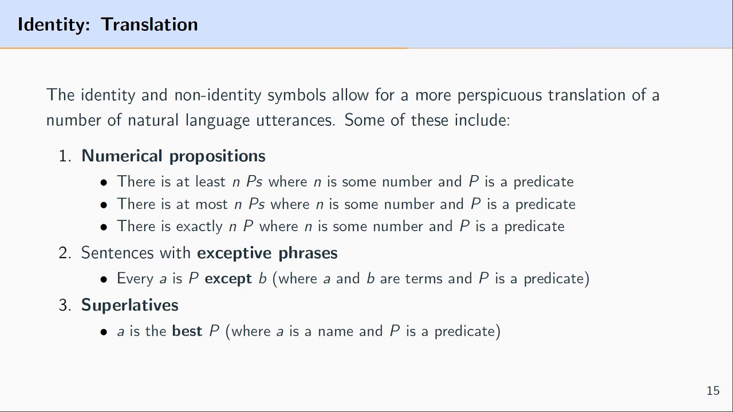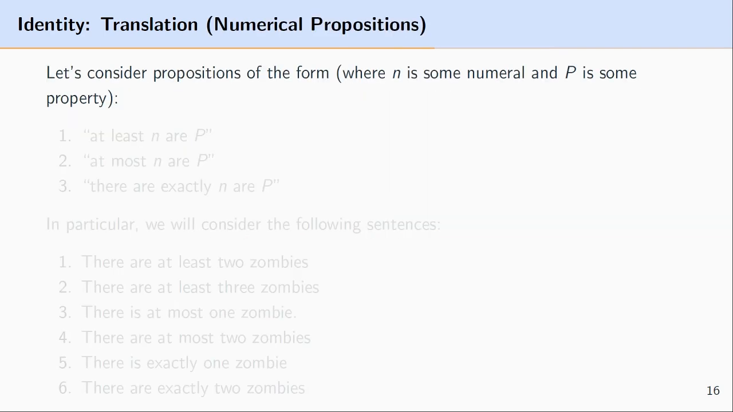If you're interested in translations of accepted phrases and superlatives, you could always reach out to me and I'm happy to maybe make a video about those. But I want to keep the whole video pretty basic about how to do some translations. And there's a lot to chew on with respect to numerical propositions alone. So let's go through the three different types of numerical propositions.